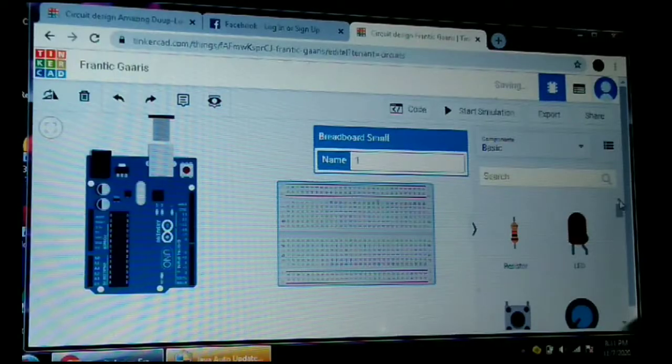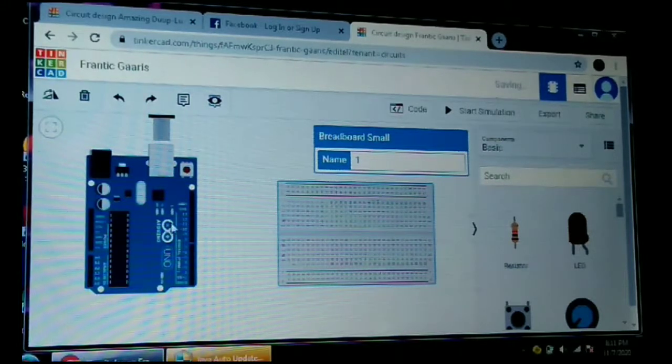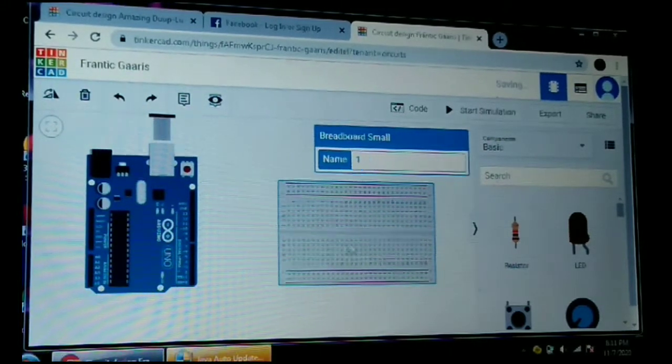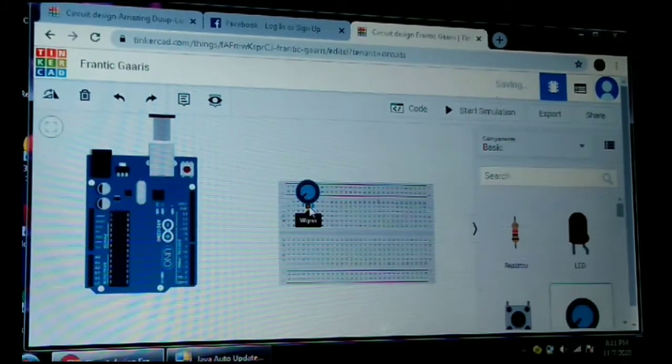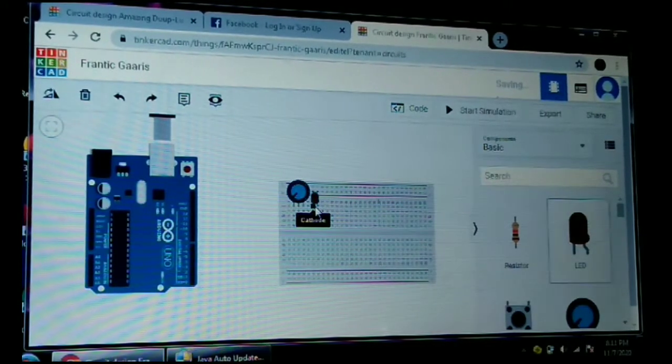So for today's video, I am going to make 4 patterns. The components are Arduino, breadboard, potentiometer, LEDs, and resistor.